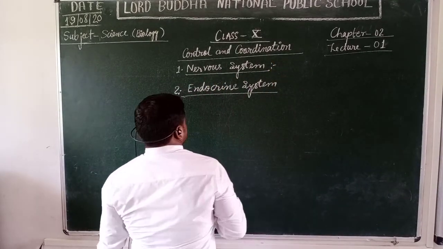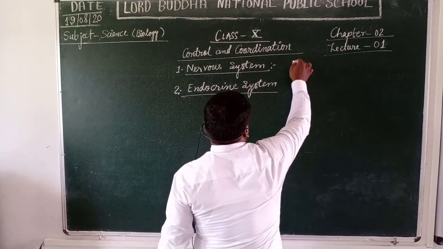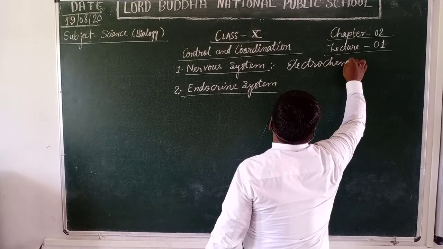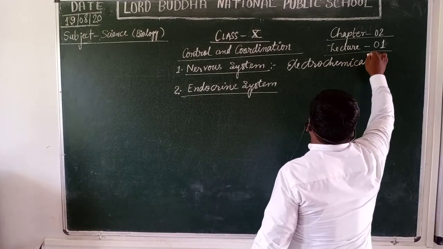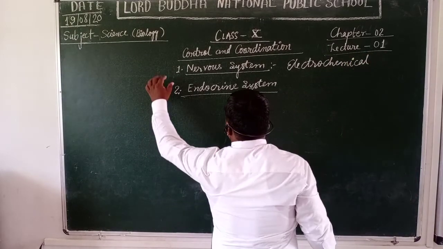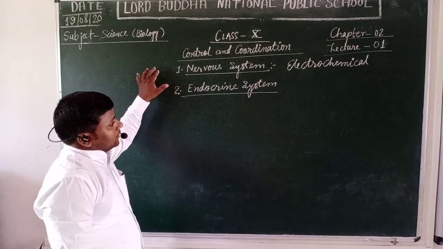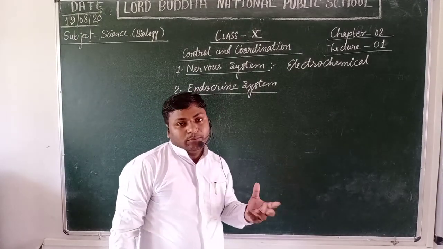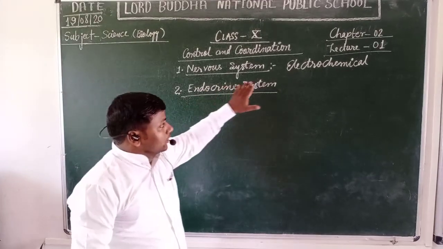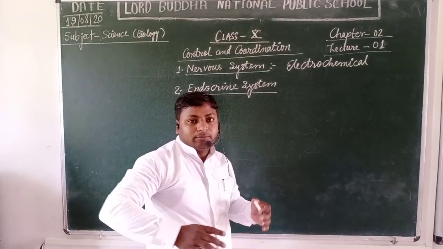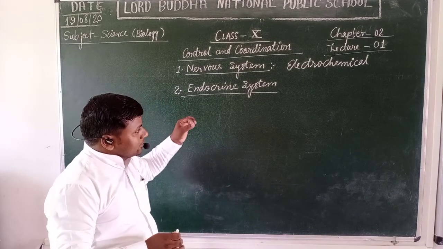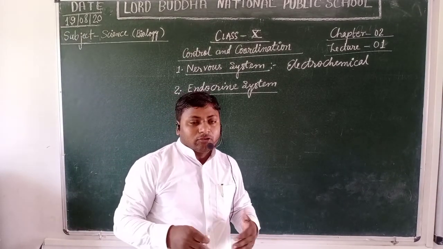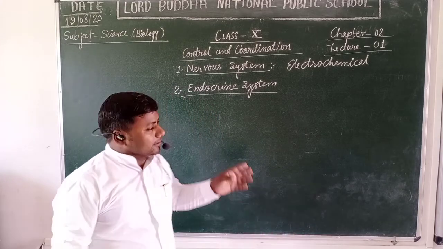The nervous system is an electrochemical kind of system. In such a system, the nerve cells carry nerve impulses that are helpful in the transmission of the response against each and every kind of stimulus that we gain from our atmospheric surroundings.